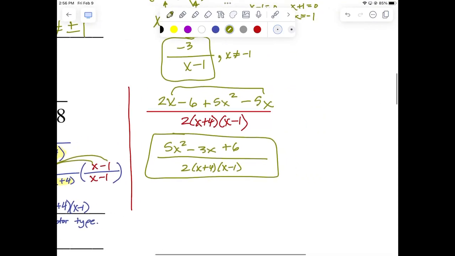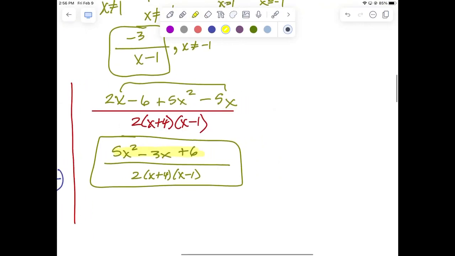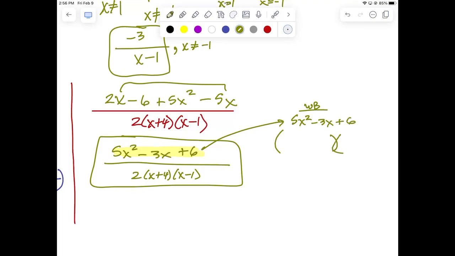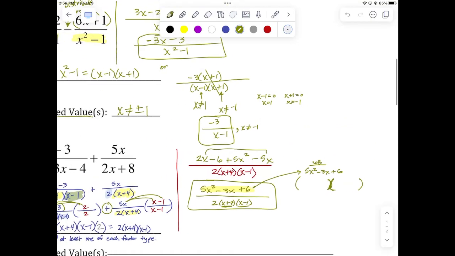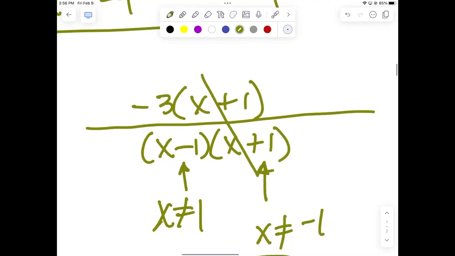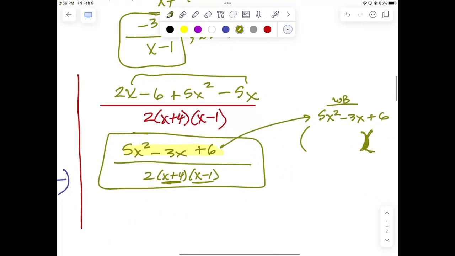Now, there's one last thing to consider here. I have a quadratic trinomial in my numerator. Does this guy right here, off to the side of my workbench, does 5x squared minus 3x plus 6 factor into a double bubble? And if so, is one of those factors x plus 4 or x minus 1? That's really what I'm after. Because if one of the factors is one of those, then I could do what I did right here and divide it out. And we want to do that to make it reduced or simplified.